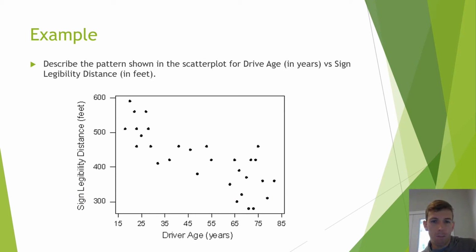All right, so just an example of a description of a scatter plot. We have driver age and sign legibility distance. So taking a look at the scatter plot, it looks like it could be approximately linear here, if I was going to think of that trend line. And it's definitely going to be negative. However, there's a lot of scatter around the line. It's not really following that pattern very closely. So I'll call it moderate.